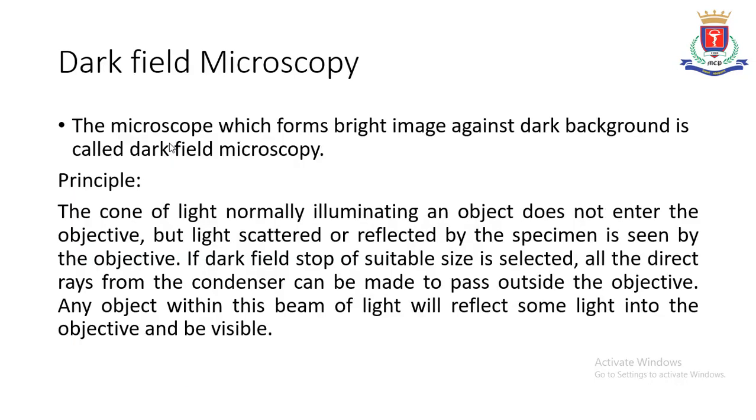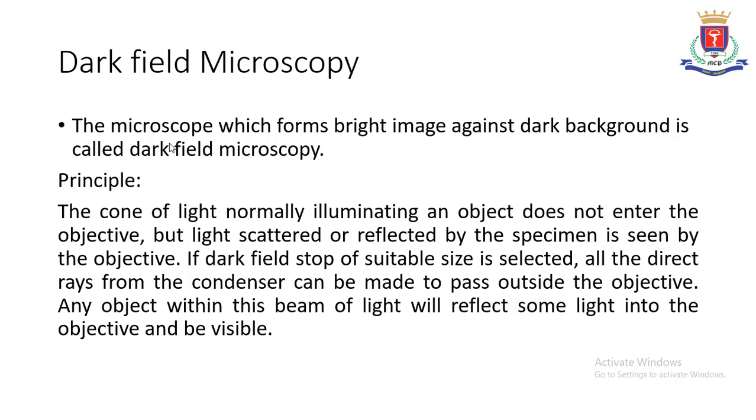Our next microscope is the dark field microscope. The microscope which forms a bright image against dark background is called as the dark field microscope. The principle of this dark field microscope is the cone of light normally illuminating an object does not enter the objective, but light scattered or reflected by the specimen is seen by the objective.